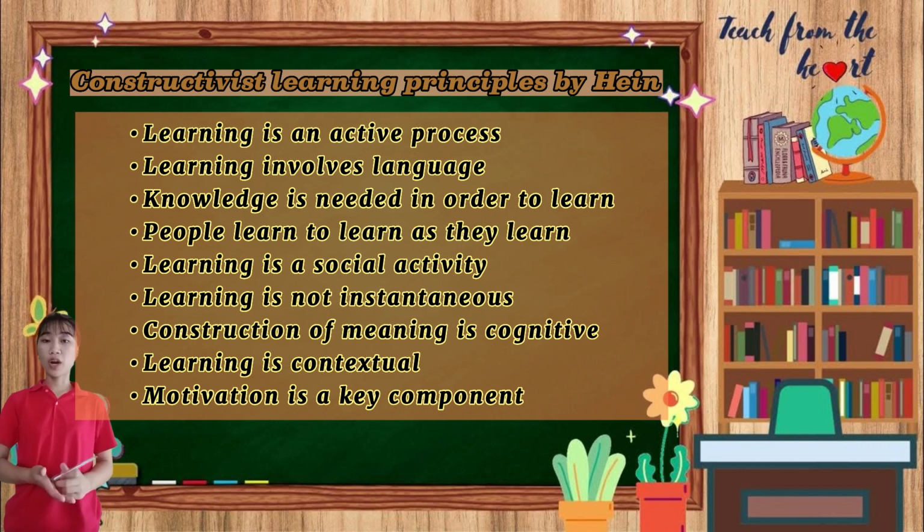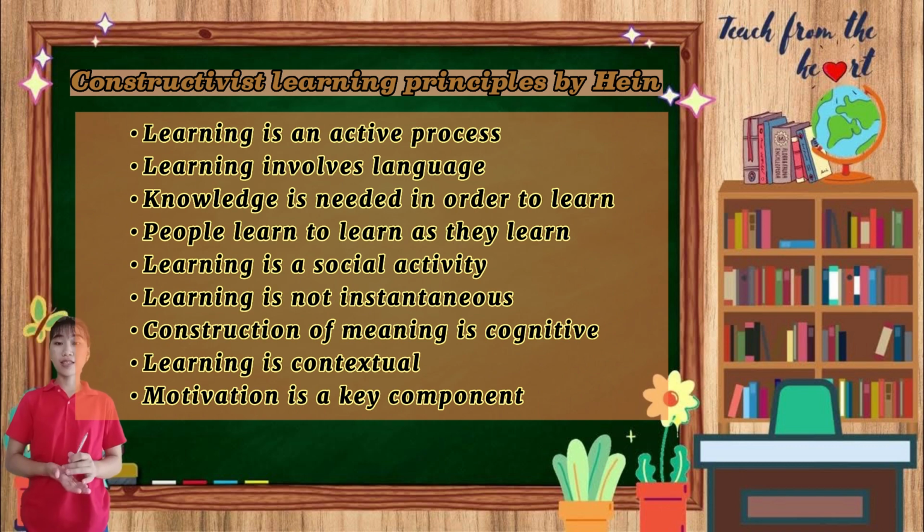The fourth one is people learn to learn as they learn. Wow, it's very great, huh? People learn to learn as they learn. Meaning, learning involves making meaning. When learners learn, they make meaning of other related ideas within the pattern. Remember, we all sometimes make mistakes, but those mistakes can help us to learn. That is why people learn to learn as they learn.